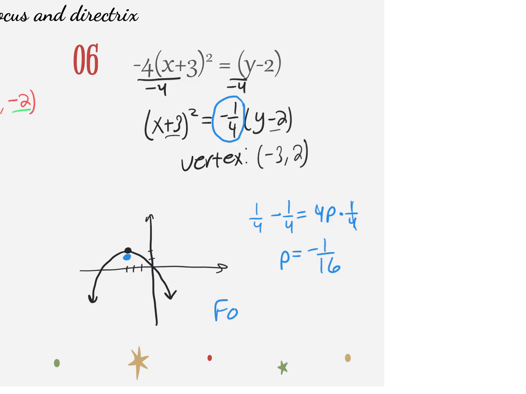So my focus, if you notice, from your vertex, where did we move? All right, we moved 1/16 of a unit down, right? So what am I going to do? I'm going to take my vertex, which was originally -3, 2, and because you're going down from your vertex, I'm going to subtract 1/16 from that vertex. All right, I know it seems a little strange, but think about where the point is moving, right? The p-value is telling you where to move.